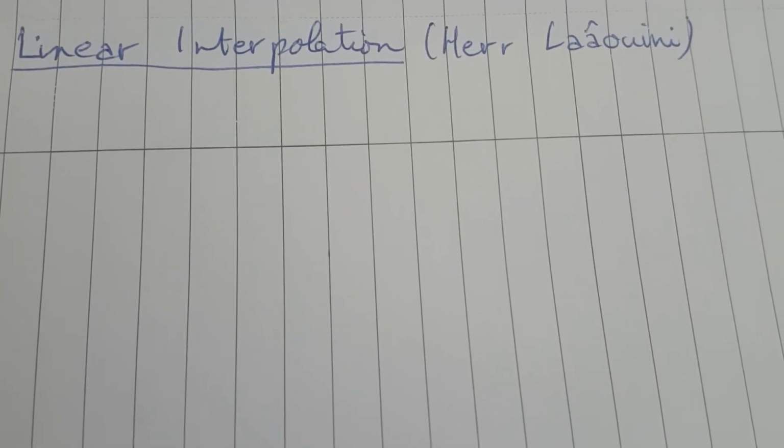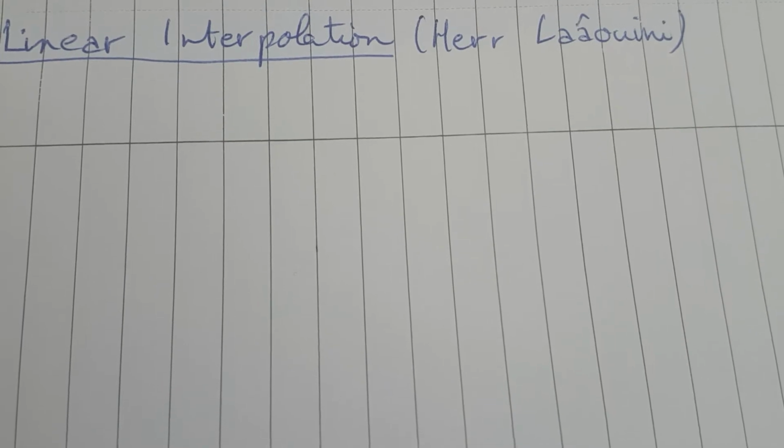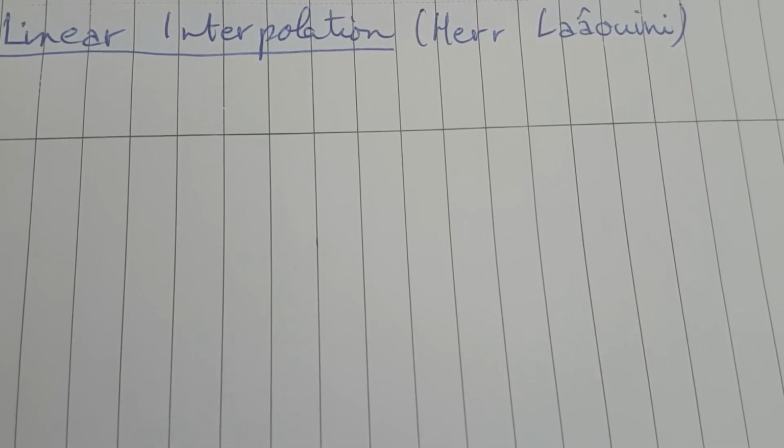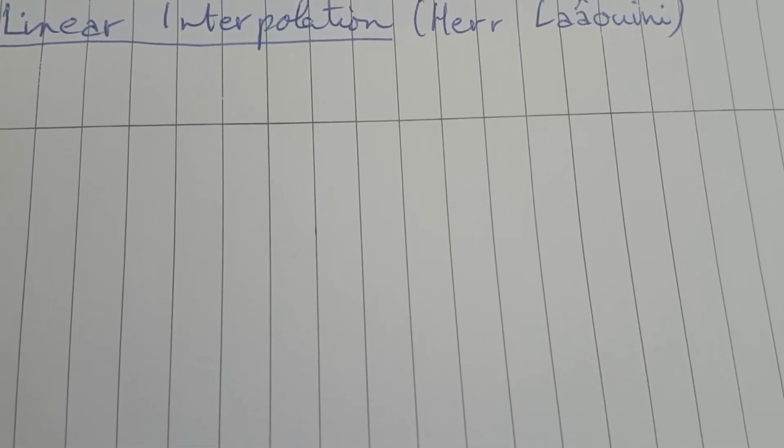What is linear interpolation? It is a method of curve fitting using linear polynomials to construct new data within a range of discrete data given. In other words, if for example we have, let's say, an x-y axis.